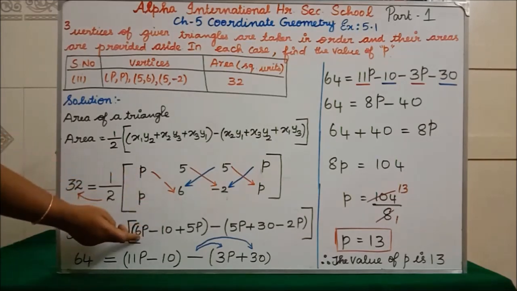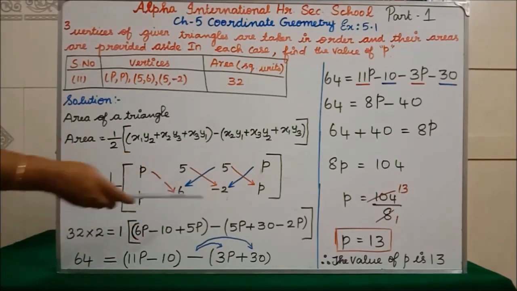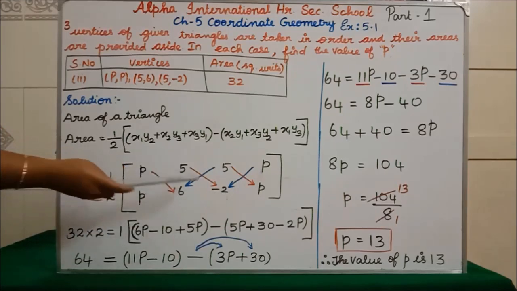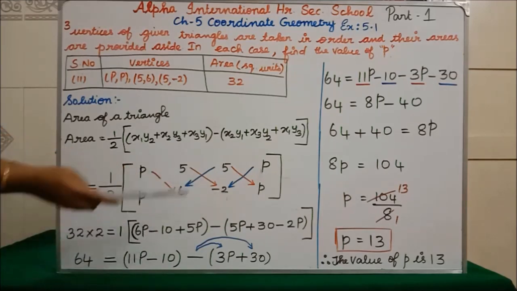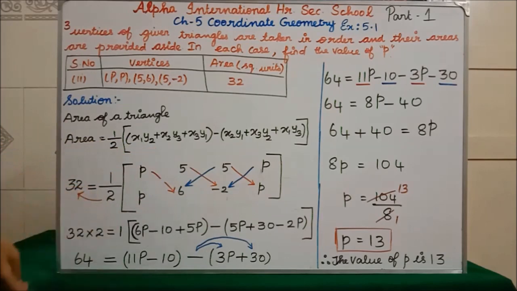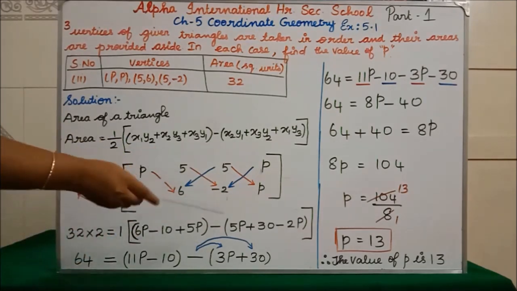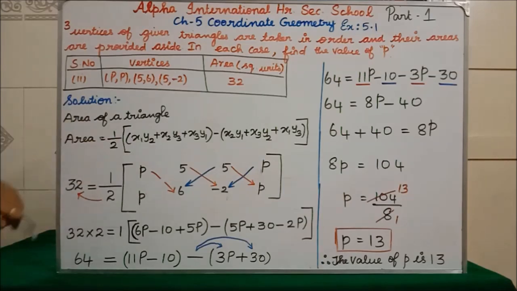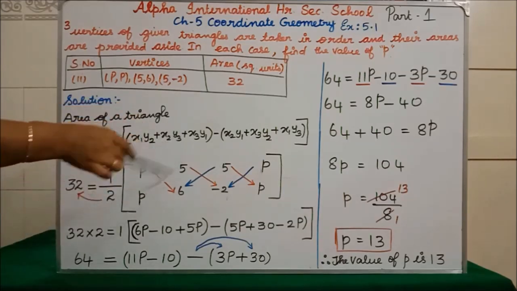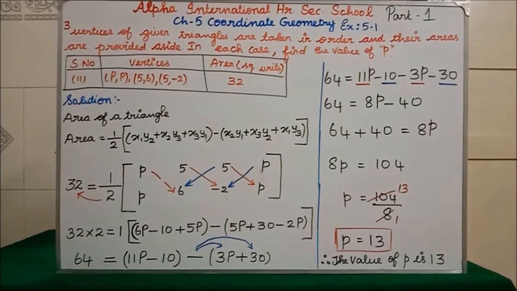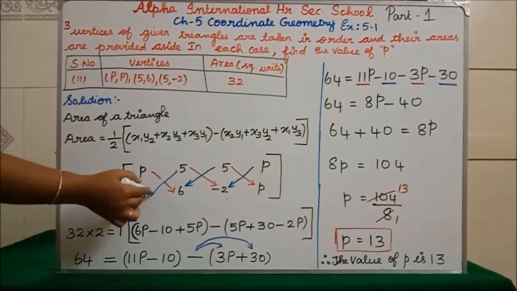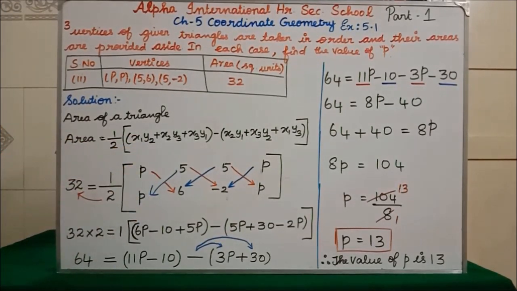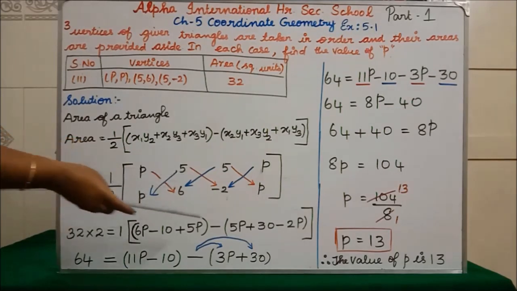P into 6, 6p. 5 into minus 2 is minus 10. Minus 5 into 2 is minus 10. 5 into p is 5p. Close the bracket. Now the red arrow mark from left to right we have finished. Next we are going to come from right to left, which means now you put the arrow mark on the opposite side.